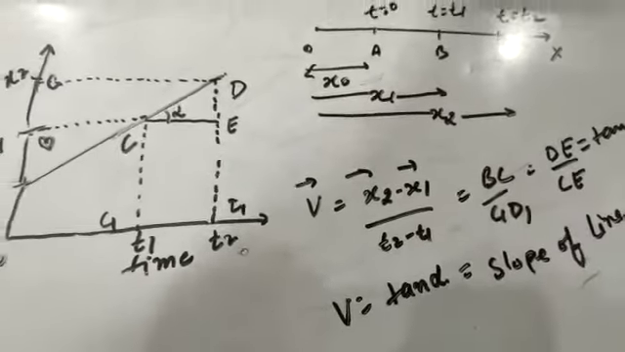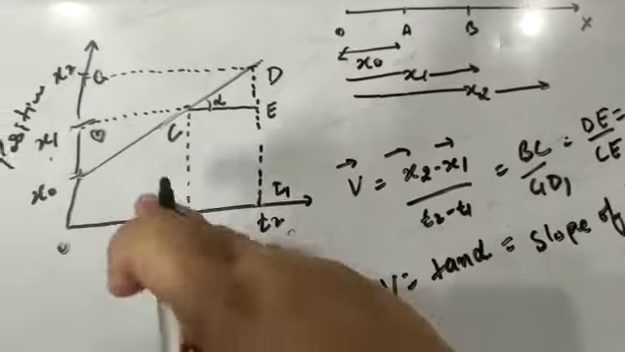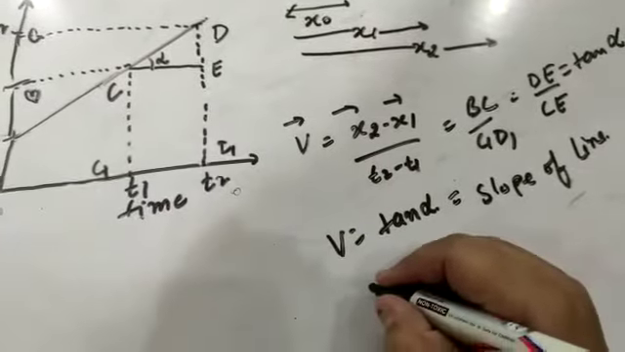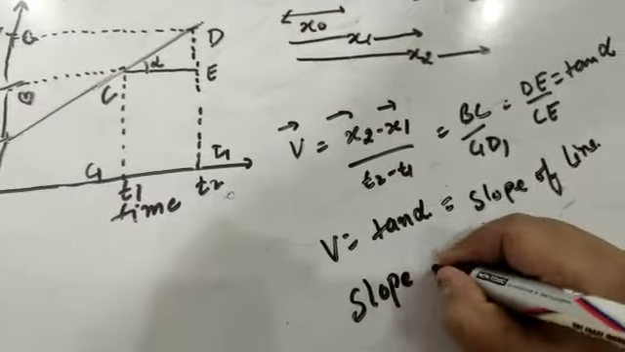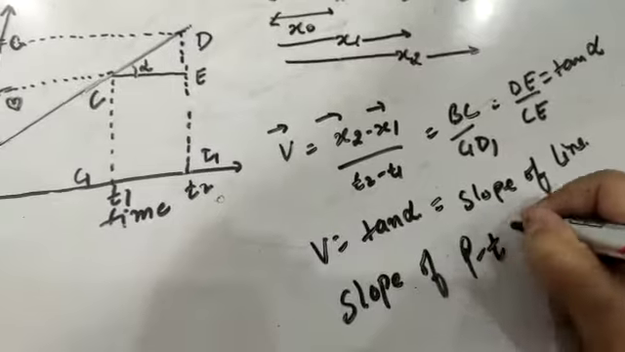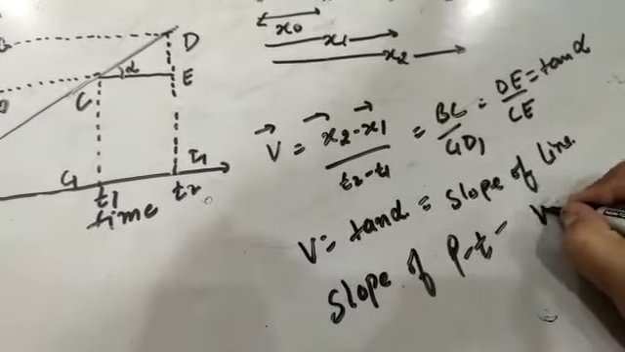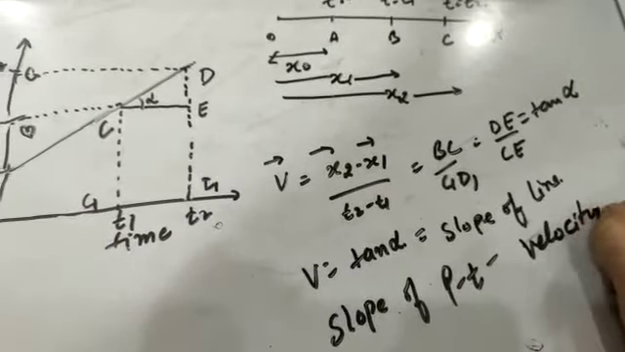It means what is the significance of the position time graph? The slope of the position time graph gives us velocity. I hope this is clear to everyone.